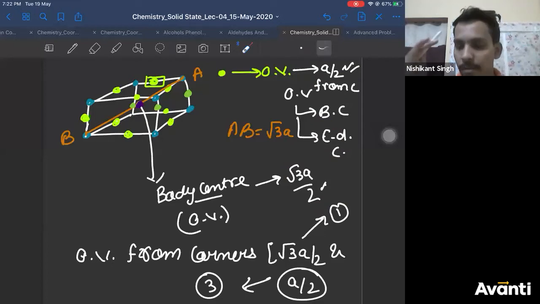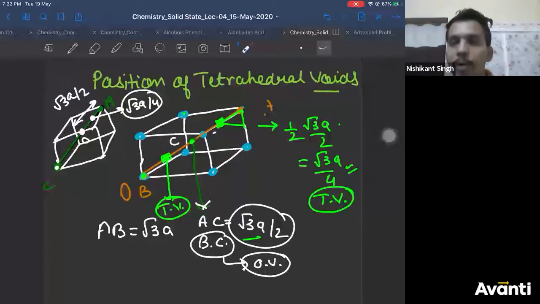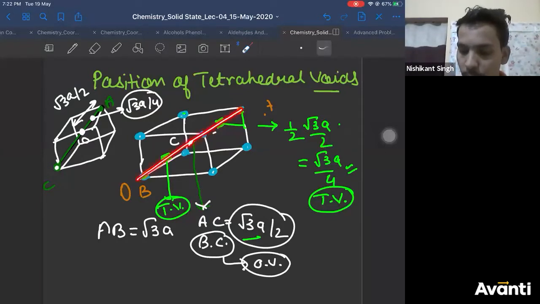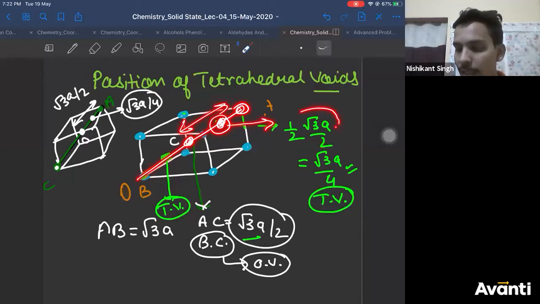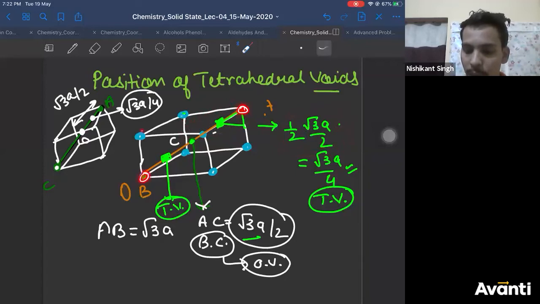So these two positions have your octahedral voids. Now coming to the tetrahedral voids. Tetrahedral voids are present near the corner. If this whole distance is root 3a, this distance is root 3a by 2. So exactly the middle point of this, that is on the body diagonal, half of root 3a by 2, you'll have a tetrahedral void. So one near this corner, one near this corner, one near this corner, one near this corner. From every corner at a distance of root 3a by 4, you'll find one tetrahedral void. I hope this is clear.